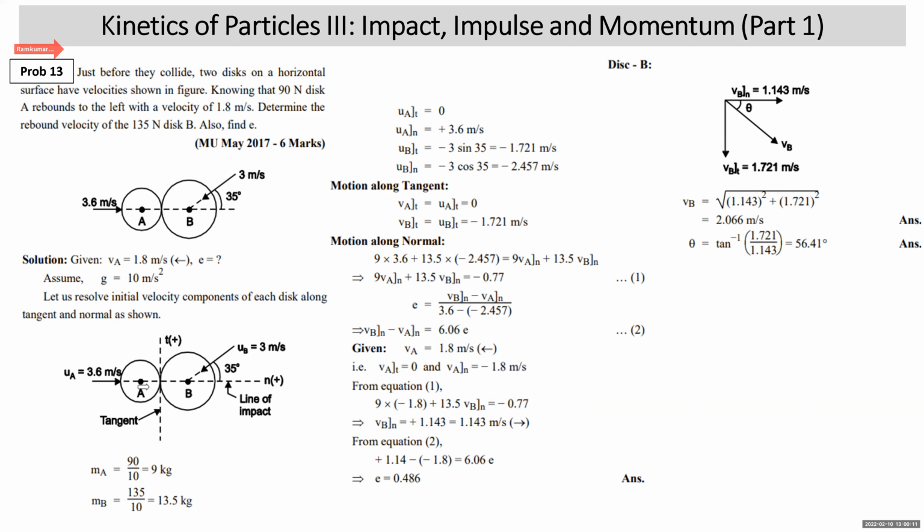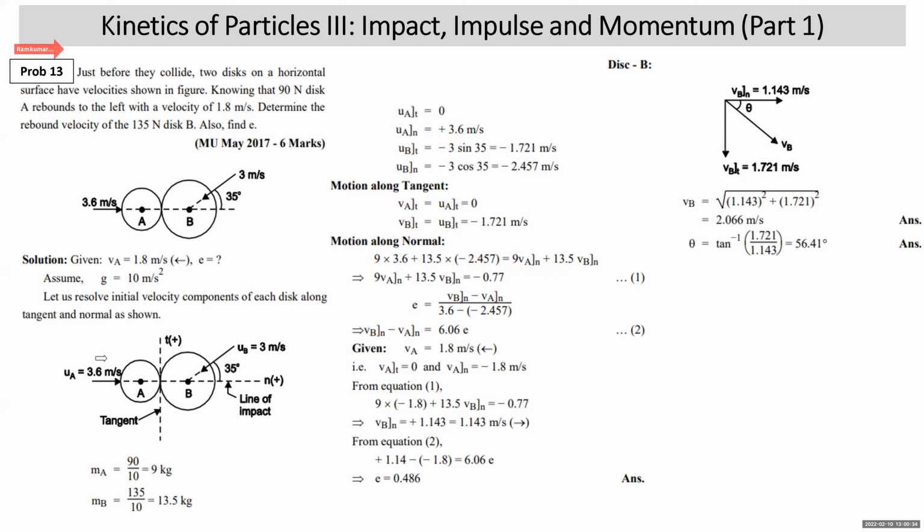We have drawn the given diagram. We have shown the velocities again. This is UA, this is UB. This is the common tangent. I write T plus, that means tangential components are taken upward. Normal components are taken towards the right as positive. Now the mass of disc A is 90 upon 10, that is 9. Mass of disc B is 135 upon 10, that is 13.5.